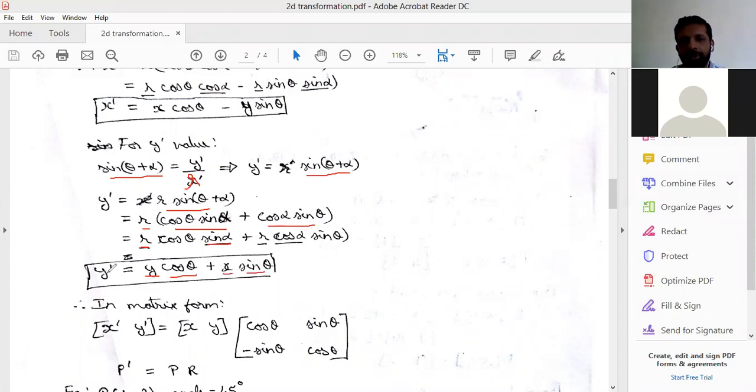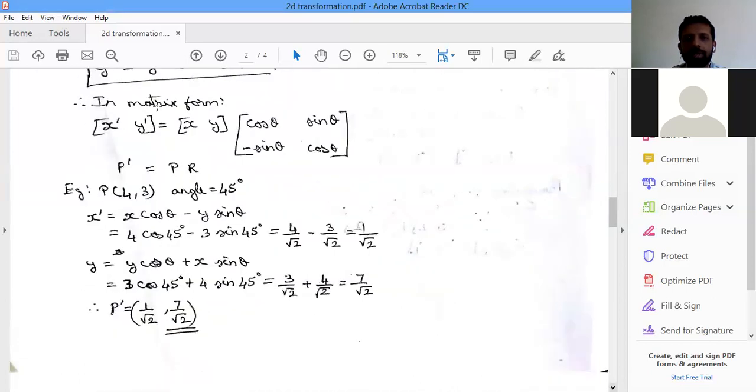So ultimately for y dash value, it is going to be y cos theta plus x times sin theta. Okay. So this is the equation for rotation. And now if you want to write the same thing in matrix form, to put it in simpler form, okay.